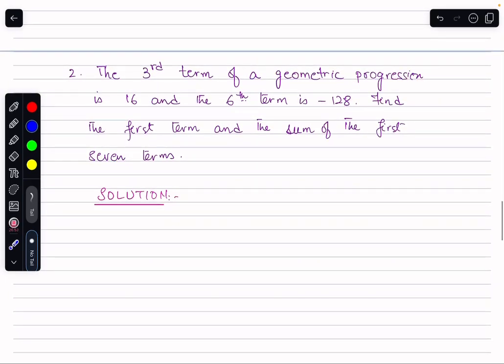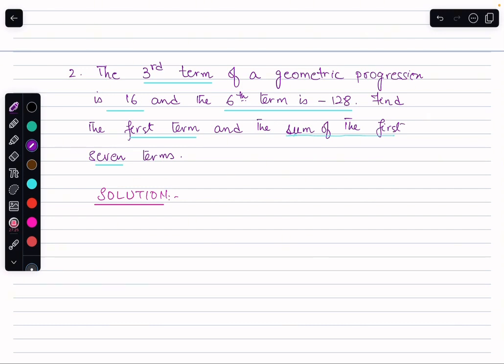The third term of a geometric progression is 16. Let's start underlining the keywords. We are talking about the third term of a geometric progression, which is 16, and the sixth term is -128. So find the first term, which is a, and the sum of the first 7 terms. So n equals 7 here. So let's start working on it.